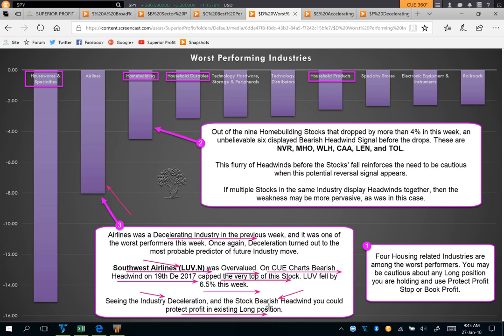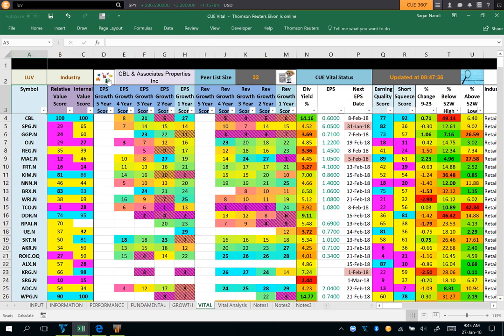Let's have a look at LUV using QVITAL and then look at its technical charts. In QVITAL, the fundamental and peer analyst, we can type the symbol, specify the peer relationship that we want to use. In this case, we are using industry peers. We could also use sector, country, or even global peers, and click this peers button to retrieve all the peer stocks. 13 stocks are retrieved. Clicking the calculator button, it will get data on the stocks and calculate the vital statistics.